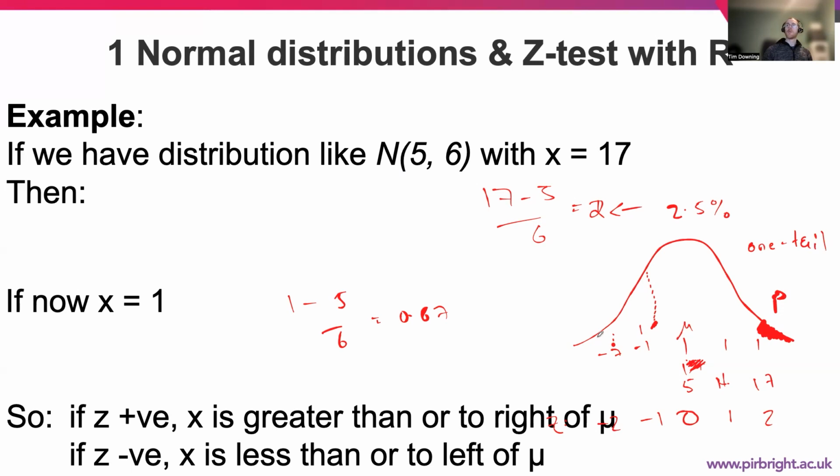If we're looking at both ends, we'd get the symmetrical area on the other side, and that would be two-tailed. By summing the total area in both these red blobs here and here, that would give us 5%, so that would be the p-value 0.05. So we'd write down 2.5% as 0.025.